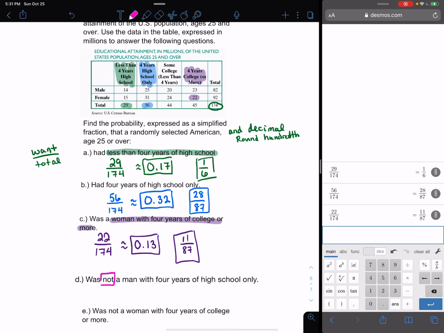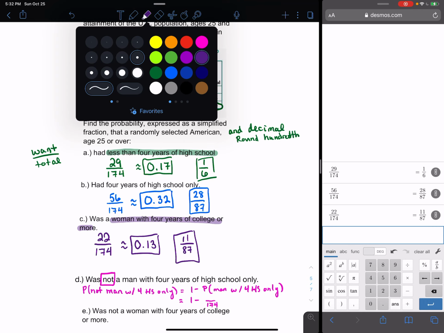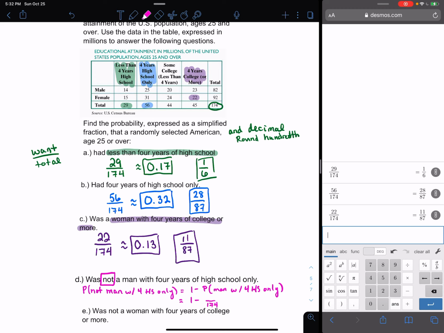So remember that not is our complement. So if we're looking for the probability that it was not a man with 4 years of high school only, I'm going to do 1 minus the probability that it was a man with 4 years of high school only. So that's going to give me 1 minus. I know I'll have 174 as my denominator. If I go up here and look at a man with 4 years of high school only, that's this 25 right here.